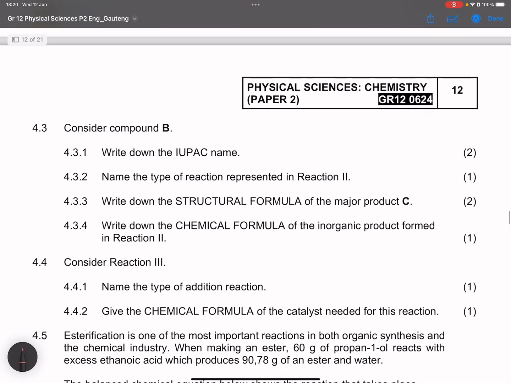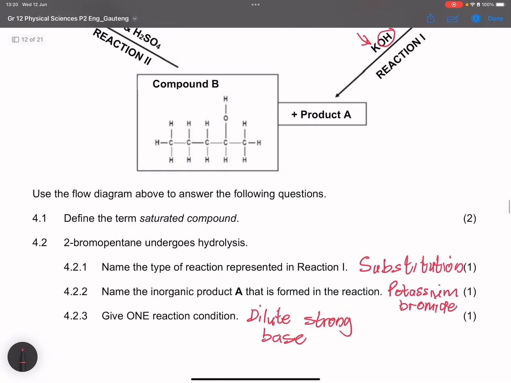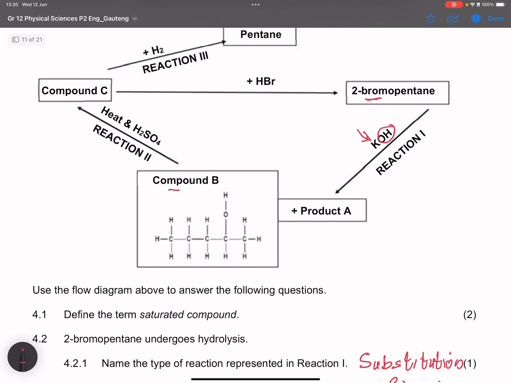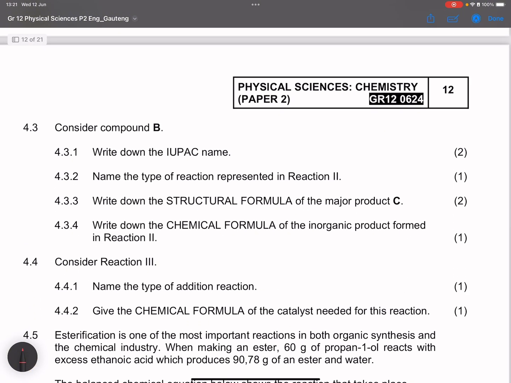They say, consider compound B. All right, so we'll look at compound B there. So we've now formed an alcohol, right? So this is going to be 2-pentanol, okay, or pentan-2-ol, right? So they say write down the IUPAC name. I've just given it that name there. So this is going to be pentan-2-ol. Okay, so that's our compound.